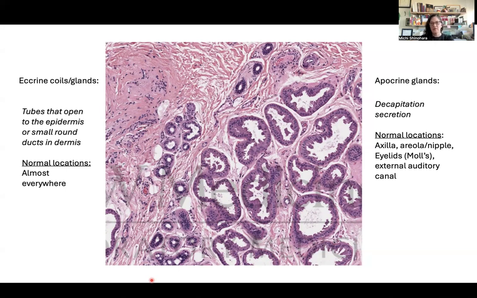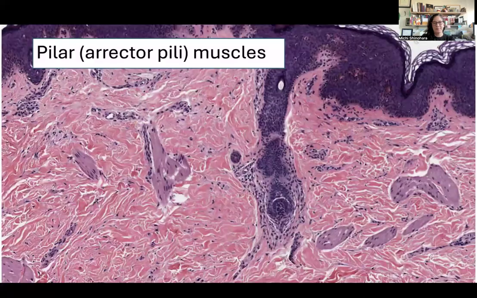Apocrine glands, seen here on the right, are generally a little bit larger than eccrine coils, but characterized by decapitation secretion. They are present in only specific anatomic locations like the armpits, the nipples, eyelids, and the external auditory canal. This diagnosis happens to have both adjacent. This is a nevus sebaceous, which has ectopic apocrine glands present, usually on the scalp.